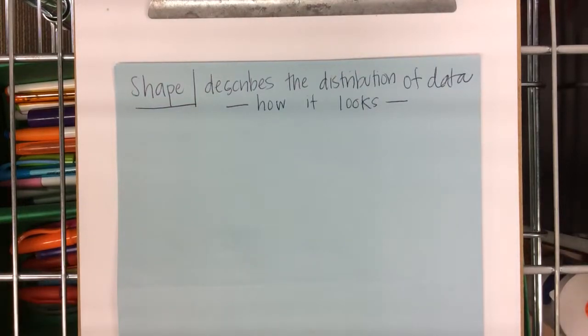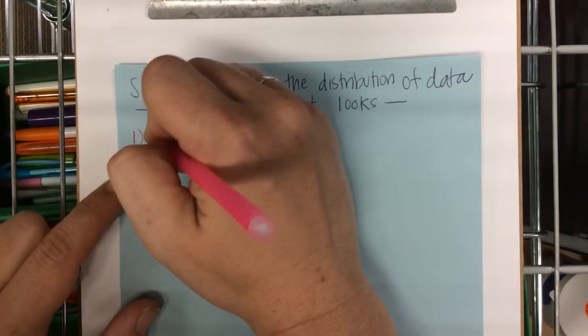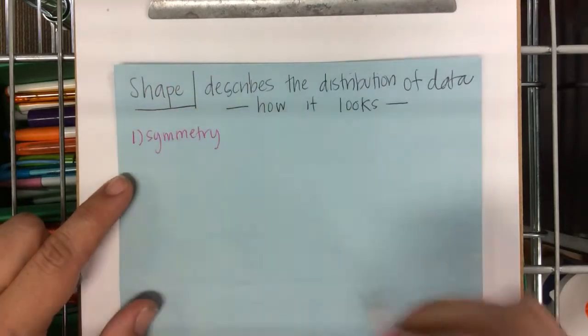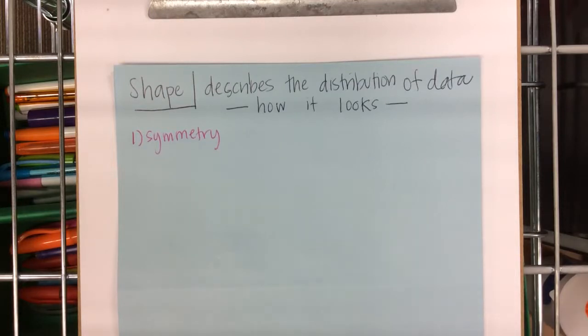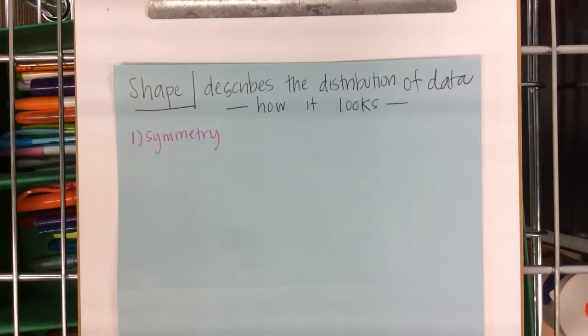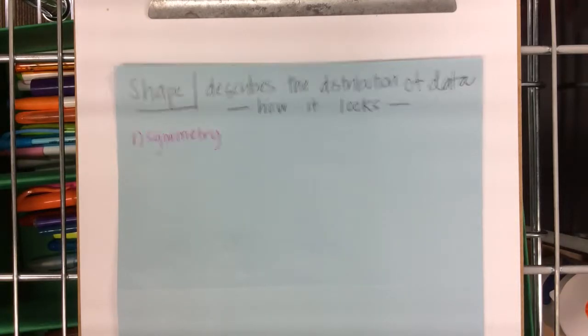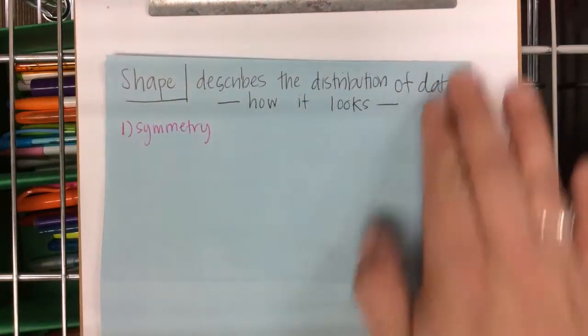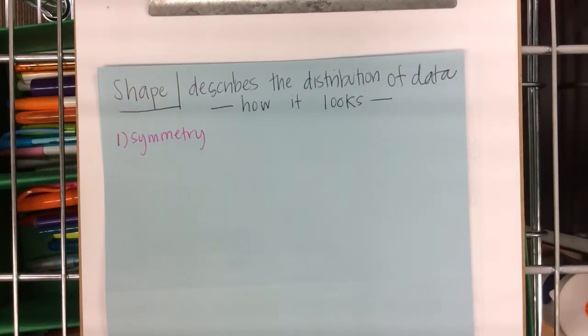The first thing we look at is something called symmetry. Is it symmetrical? Yes or no? Tell me about symmetry. What does it mean? Cameron, what'd you say? Yeah, it's equal on both sides. Like, remember elementary school?